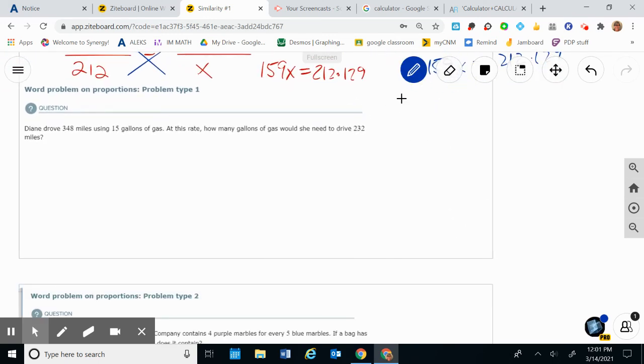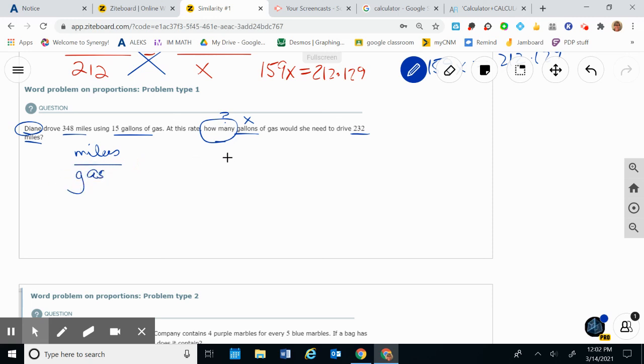Okay, so I'm going to do it now. It says, 348 miles, 15 gallons of gas. So in other words, it's 348 to 15. At this rate, how many gallons? That's your X, okay? When they say how many, that means that's your variable. You don't know what it is. To drive 232 miles. So we are going to put, whatever you want to put, miles to gas. Let's put miles to gas.